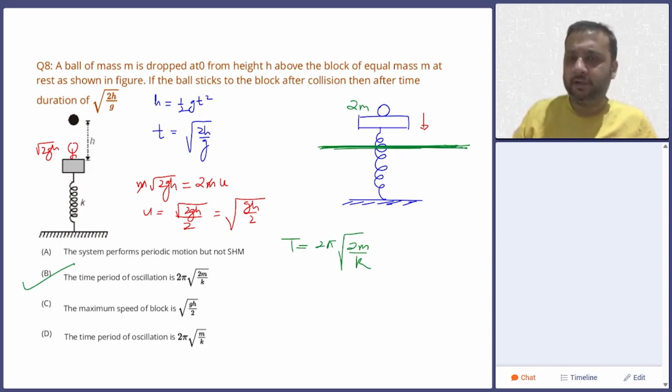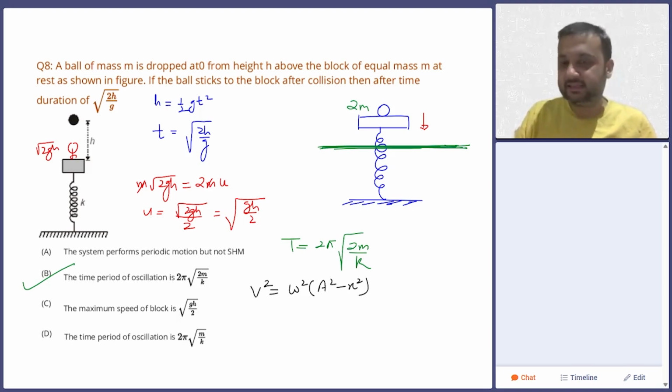You can also find the amplitude. Basically, if you want to find the amplitude, there are two ways. You can write the energy equation, or you can use this relation: v square is equal to omega square into a square minus x square. Using this relation, we can find the amplitude. Here, x is the distance of the block from the equilibrium position. v is the current speed of the block, which I have already found, root gh by 2. Omega is under root of k by 2m. If you put everything over here, then you can find the value of the amplitude, but that is not required, so I'm not finding it.